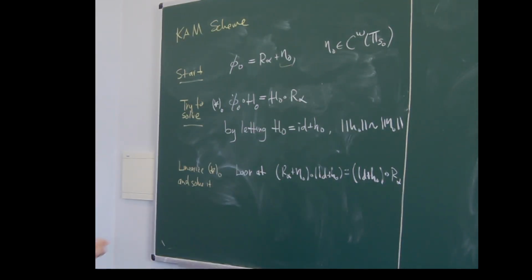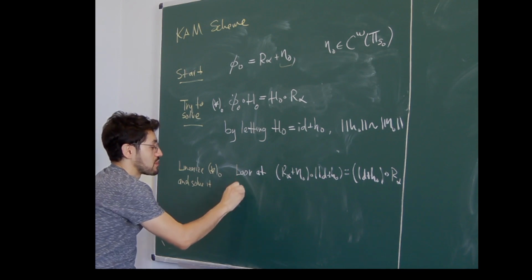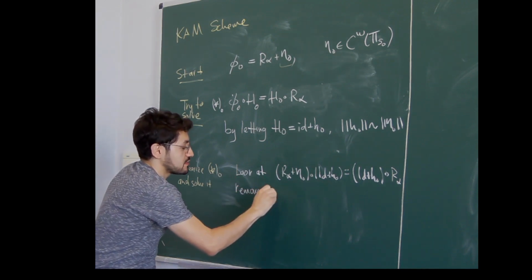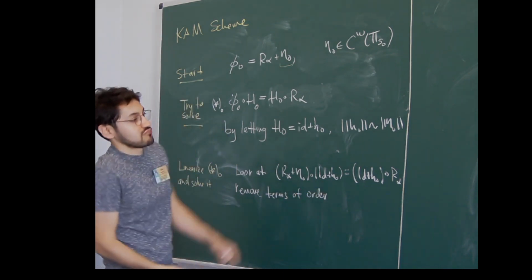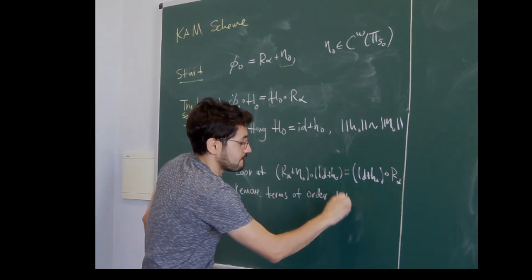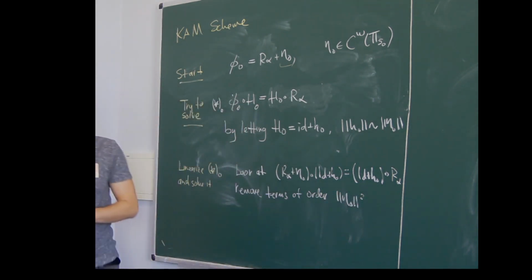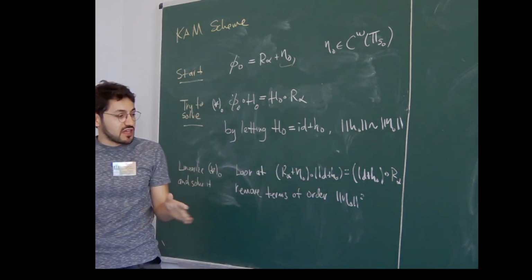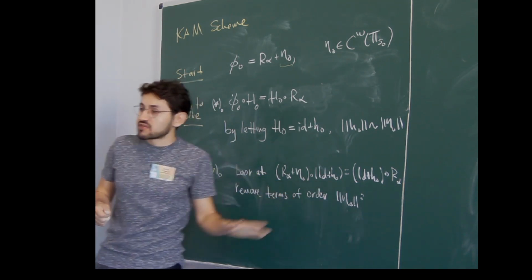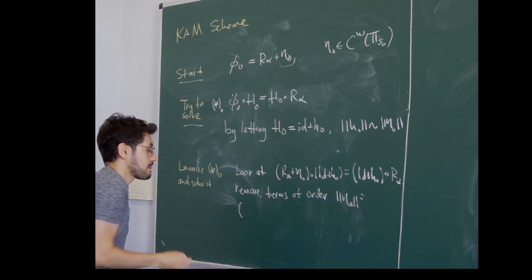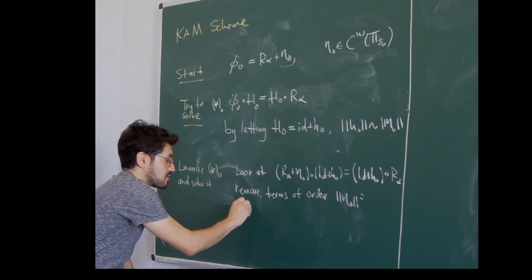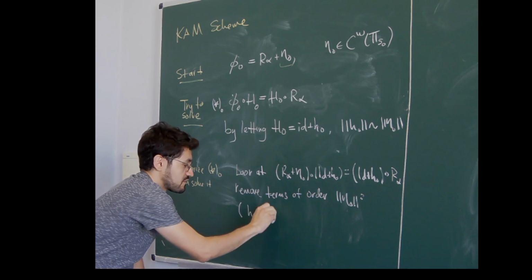Then what I do is remove the terms of order, let's say, this to the square. H0 and eta 0 have a comparable size, so I will remove these terms. I will try to linearize, and it turns out that we are lucky, and then we can solve this equation. We'll see this in a second, but this reduces to finding some H0 that verifies this kind of equation.